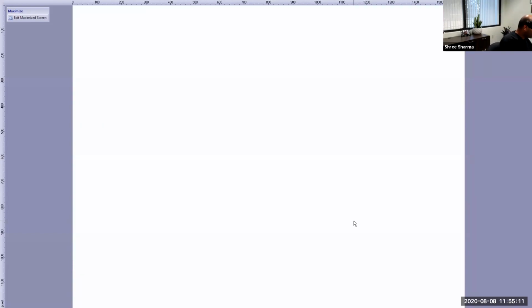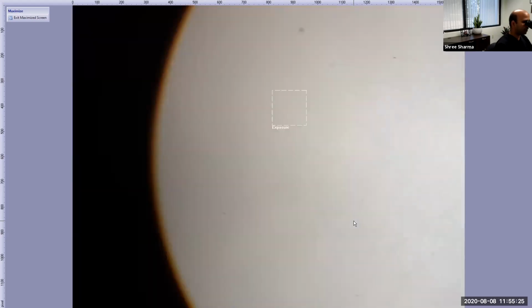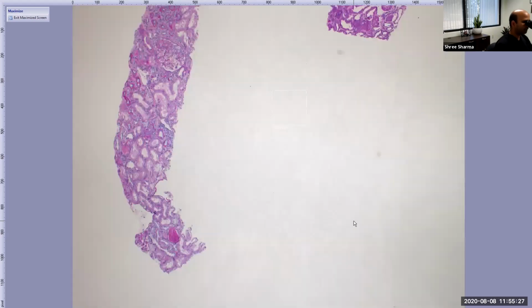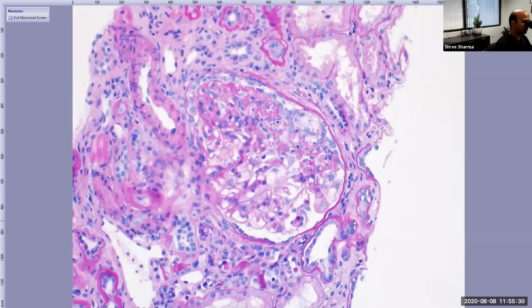So Samira, we are going good on time. We ended up covering FSGS NOS, all the variants: perihilar, collapsing, tip. Let me do the last variant of FSGS, which is known as the cellular variant of FSGS. So this will be the end, the last variant of FSGS.